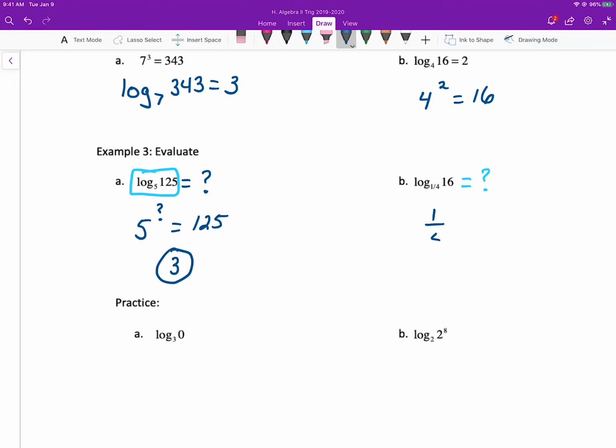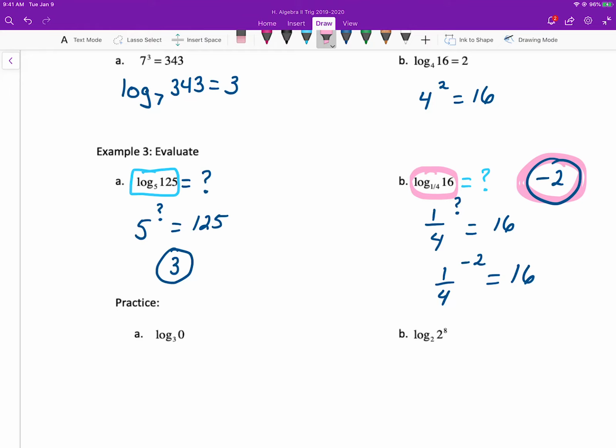So you're saying 1/4 raised to what power is going to give you 16? So how can we get that? And that would be a -2, because 1/4 to the -2nd power would give you 16. But all of this isn't your answer. The answer is just -2, because all of this is equivalent to a -2.